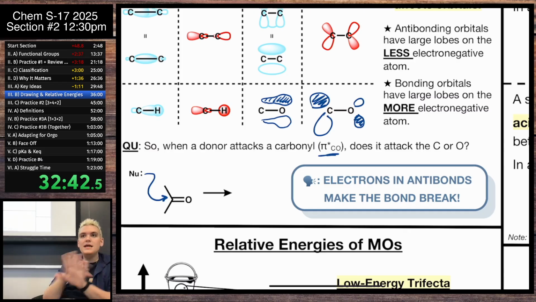But the big idea that I want y'all to walk away from very confidently is that when we put electrons in antibonds, the bond breaks. Because right now this carbon has 4 bonds and it can't have 5 bonds. This ain't Texas. So we need to break one of the bonds, and we break the bond that we put electrons into the antibonding orbital of. So we break that pi bond.